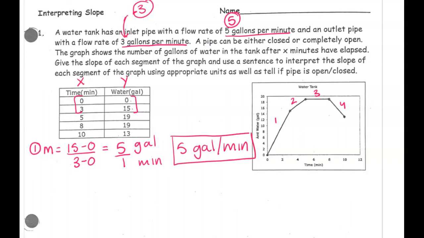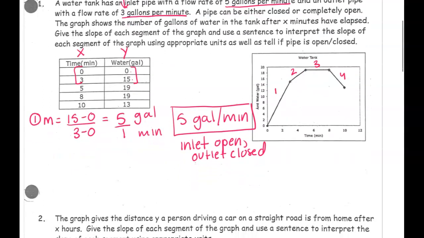And so what that means, and we're not actually going to write a complete sentence, but as far as our pipes go, 5 was our inlet flow rate, and -3 was our outward flow rate. So this means as far as which pipes are open, since the rate is 5, the inlet is open and the outlet is closed. If this doesn't make sense yet, hopefully it will as we go.